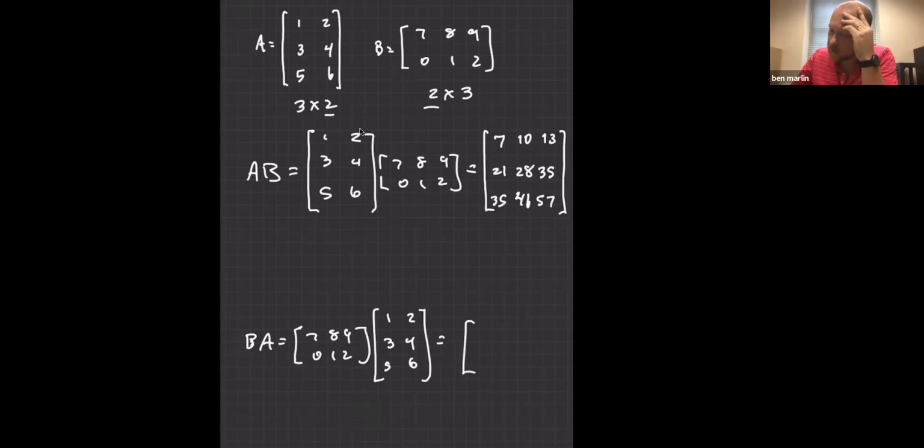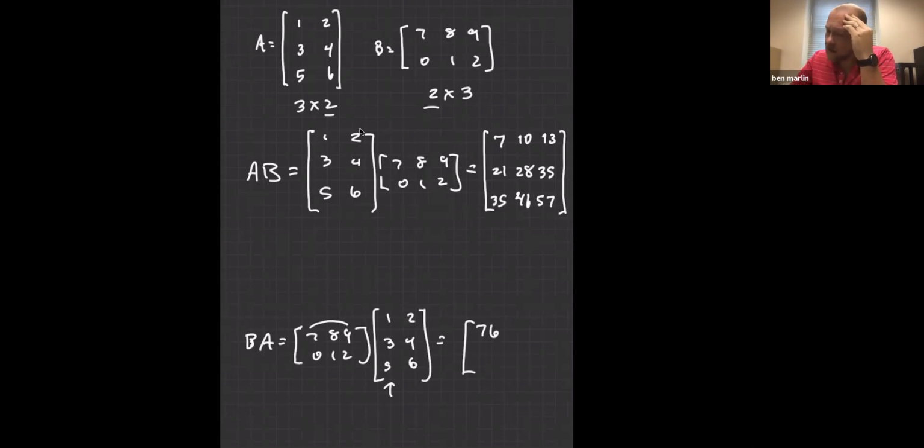With regard to that, we're going to start with this top row here, and we're going to dot it first of all with the first column. So 1 times 7 is 7, 3 times 8 is 24, and 9 times 5 is 45. So 76.